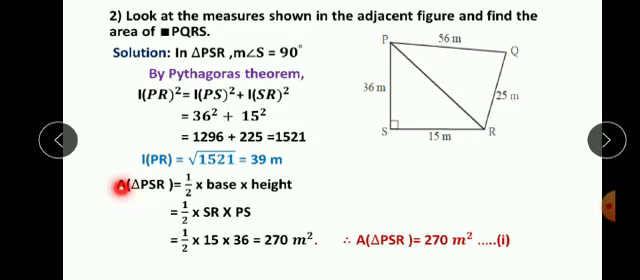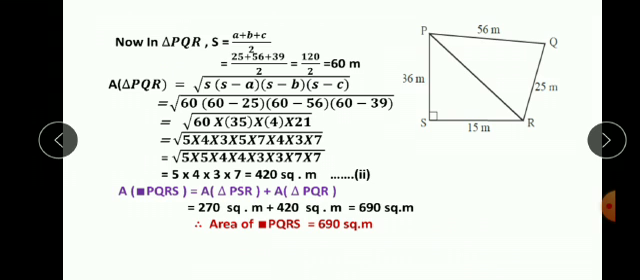So area of triangle PSR is half into base into height. So base is SR, and height is PS. So half into SR into PS, that is half into 15 into 36, which is equal to 270 meter square. In this way we have found the area of triangle PSR as 270 meter square. Now we will find the area of triangle PQR.